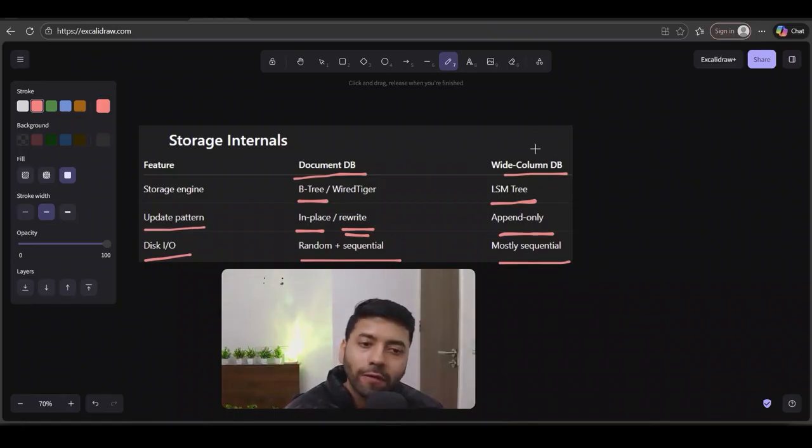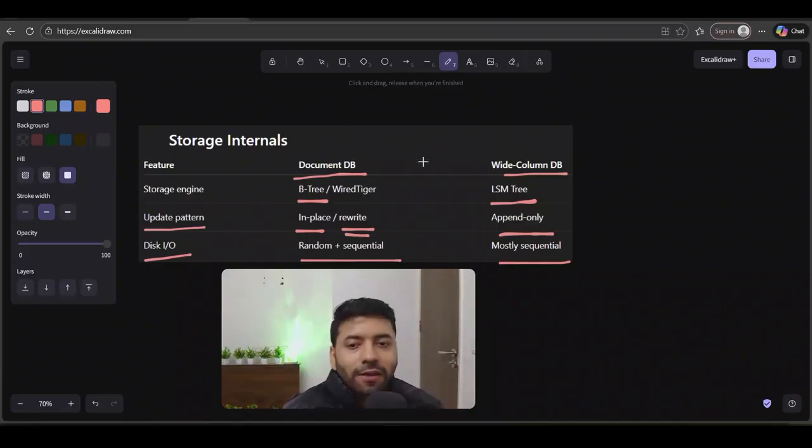By now we know a wide column database is strong in write operations, the update pattern is append only, so it is very quick in writes, right? Whereas the query capability in a document database is better. Okay, the style in which both of these store data is completely different. That's why these are different categories of NoSQL databases.